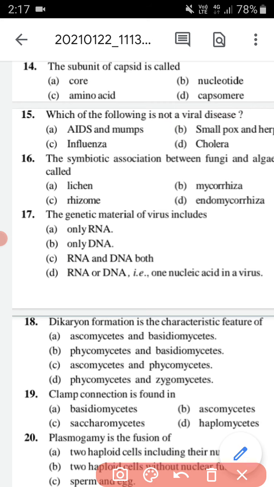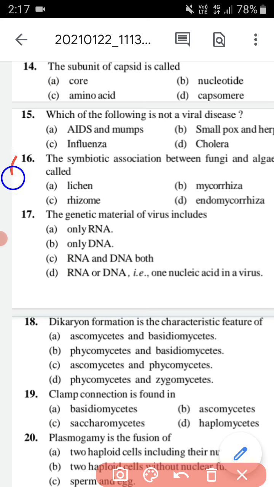Option A is AIDS and mumps, smallpox and herpes, influenza and cholera. So the correct option is option D, cholera. It is not a viral disease. It is basically a bacterial disease, which is caused by bacteria Vibrio cholerae. Okay, guys. So option D is correct.